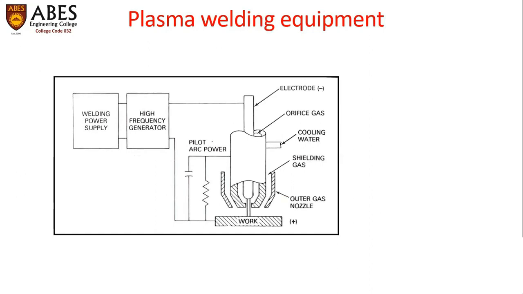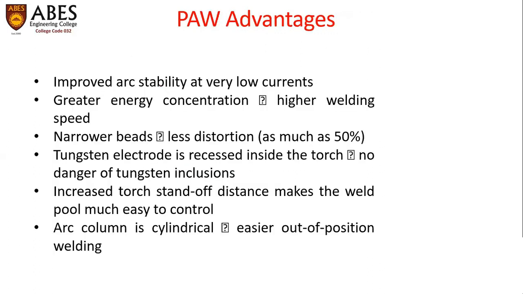Now we are going to discuss the equipment used in plasma arc welding. In plasma arc welding, we need a welding power supply, which comes from a high frequency generator, an electrode, orifice gas, cooling water, shielding gas to protect the environment, and a pilot arc power, which is connected to both the workpiece and the electrode.